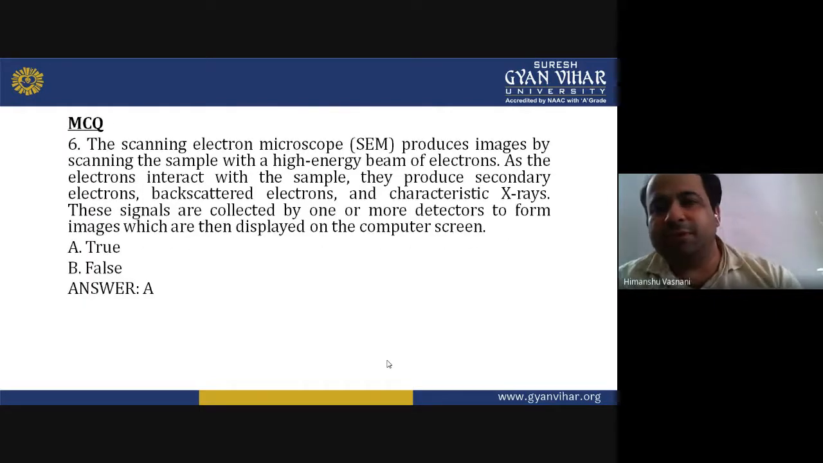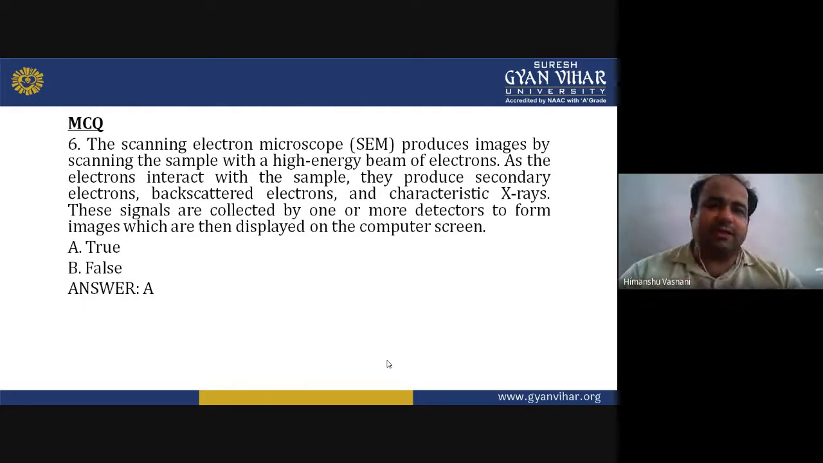Now, SEM produces images by scanning the sample with a high energy beam of electrons. As electrons enter the sample, they produce secondary electrons, backscattered electrons, and characteristic X-rays. These signals are collected by one or more detectors to form images, which are then displayed on the computer screen. True is the answer. A is the answer.